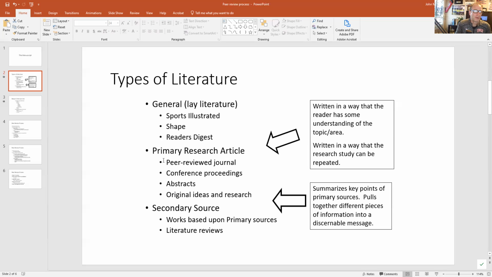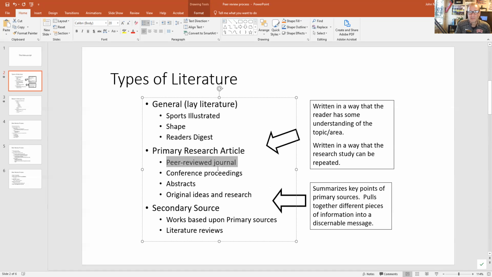Now, what we are ultimately going to find is that the peer-reviewed journal article is sort of our key publication that we're going to find and that we would list in our reference list of a project or thesis or professional paper or dissertation. These are papers that the authors describe an experiment that they conducted and the results of that experiment.